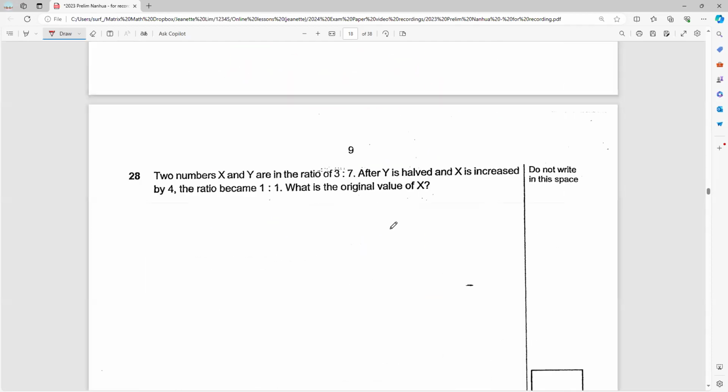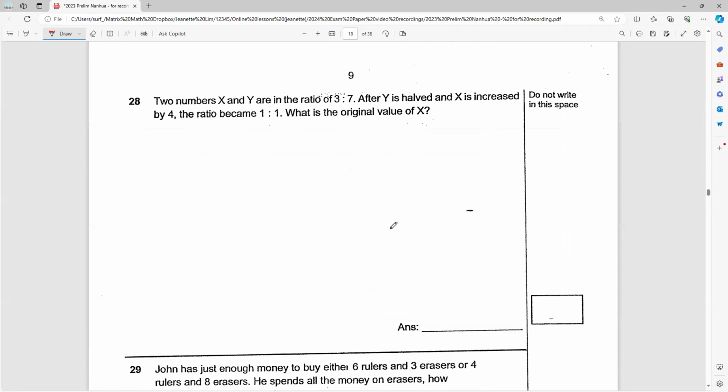Okay, question 28. Two numbers x and y are in the ratio 3 to 7. After y is halved and x is increased by 4, the ratio became 1 to 1. What is the original value of x? Okay, you can do before-change-after. You can also do model because they say that the ratio became 1 to 1. So anything that you end up with that is equal, or you start off with equal, you can actually use ratio.